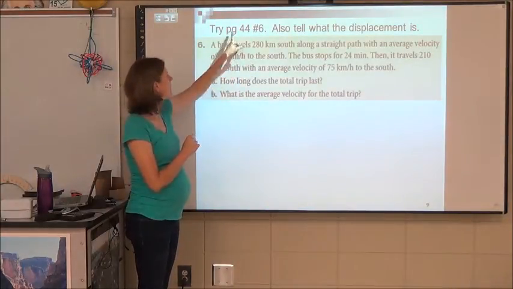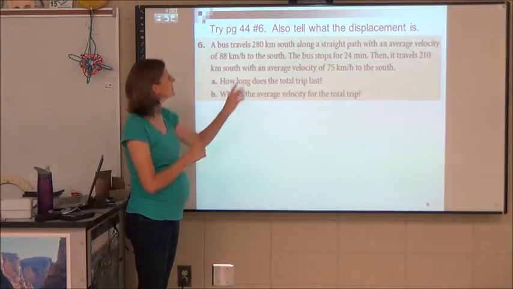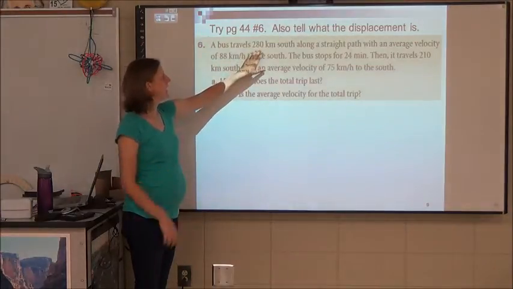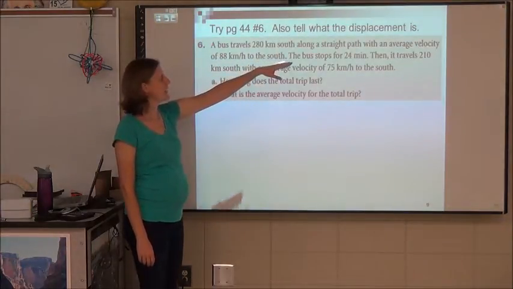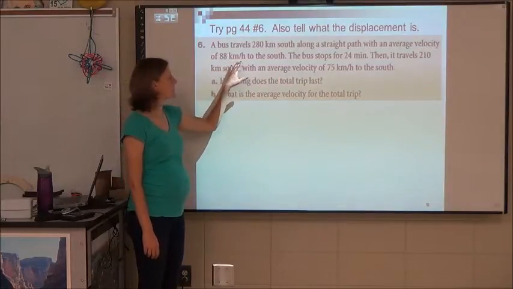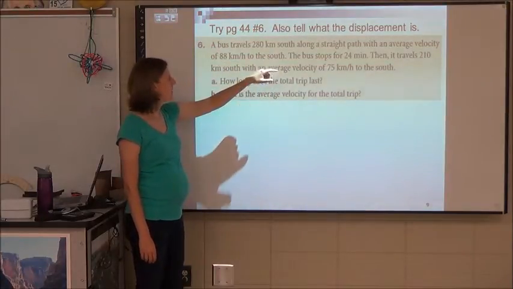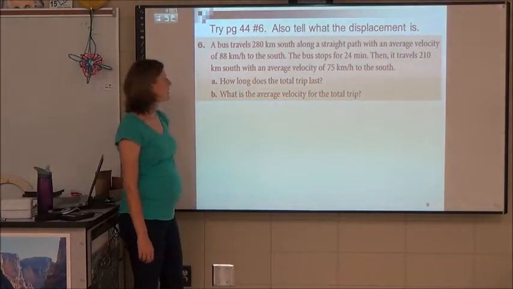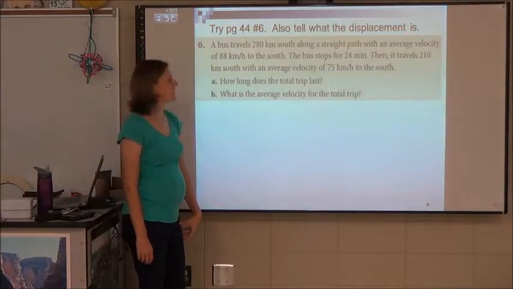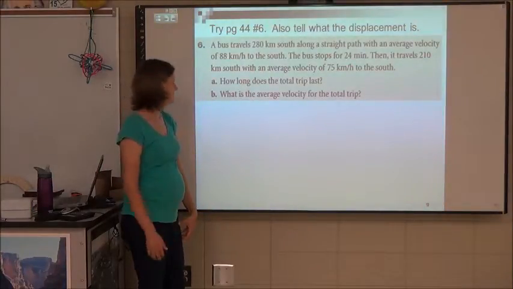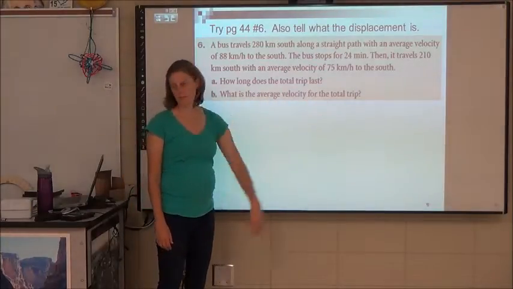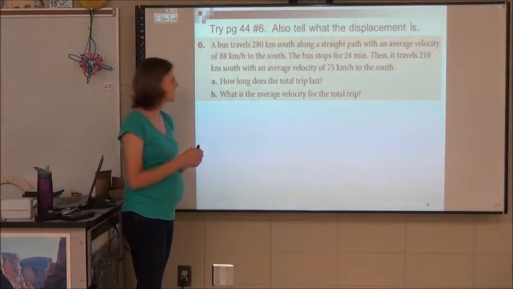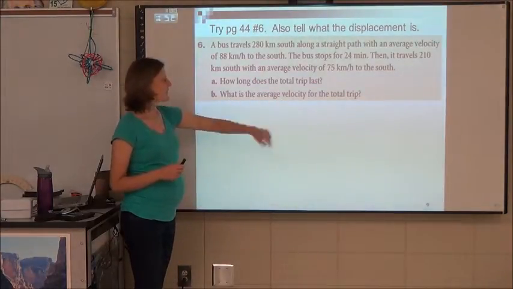Okay, so this is a problem out of the book. And I apparently threw in a question. Also tell what the displacement is. It says a bus travels 280 kilometers south along a straight path with an average velocity of 88 kilometers per hour to the south. The bus then stops for 24 minutes. Then it travels 210 kilometers south with an average velocity of 75 kilometers per hour to the south. How long does the total trip last? Well, everything's south, so that's going to make this somewhat convenient for us. And then what is the average velocity for the whole trip?